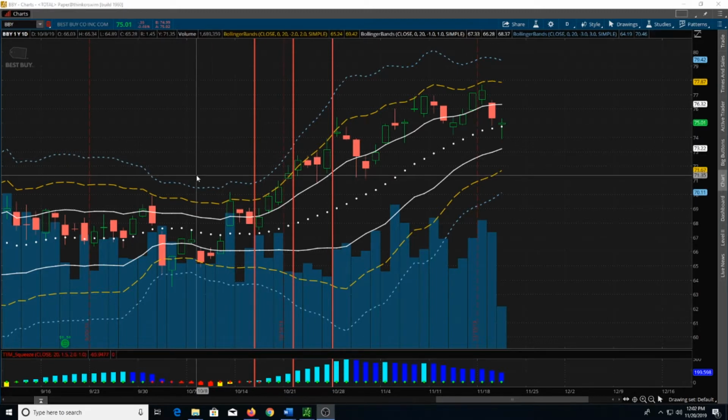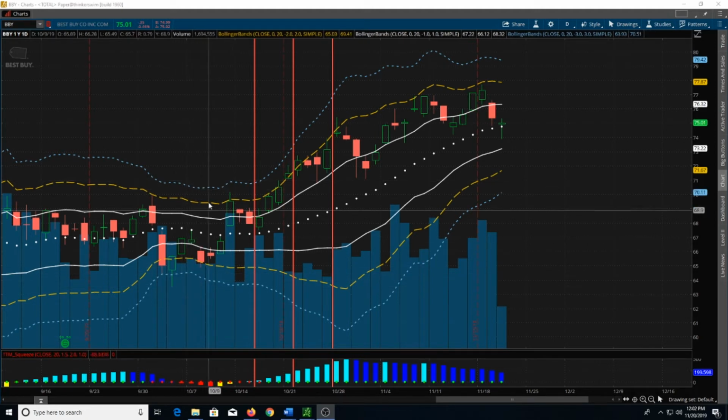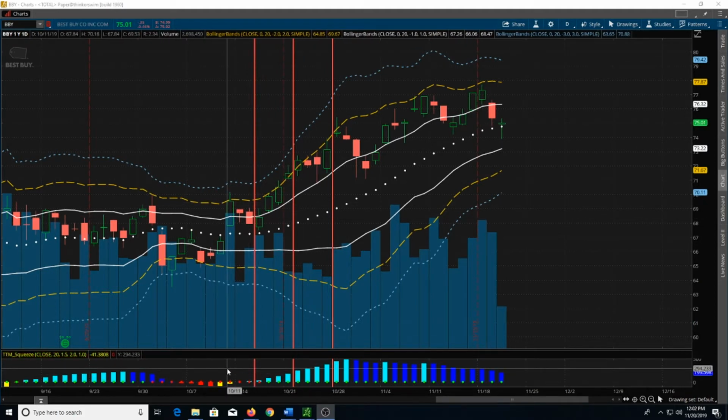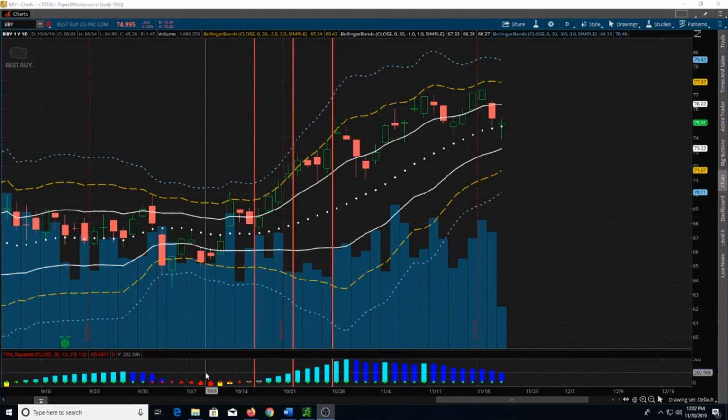But what I really didn't take into consideration is the fact that this Bollinger Band has started to contract. And typically they'll contract before they explode in one direction. And you can see it better on the TTM squeeze indicator when it's red here. This is a free indicator on TD Ameritrade on the Think or Swim platform.